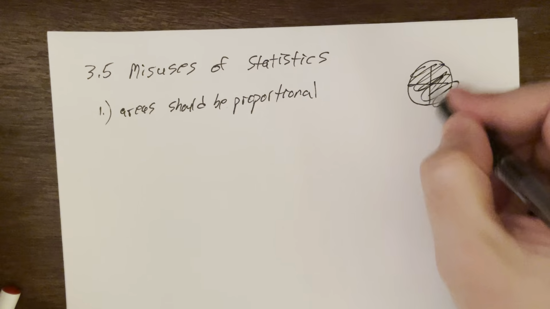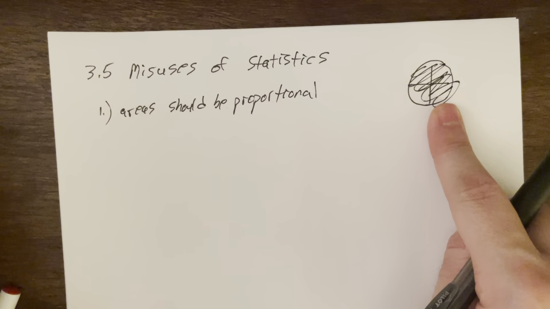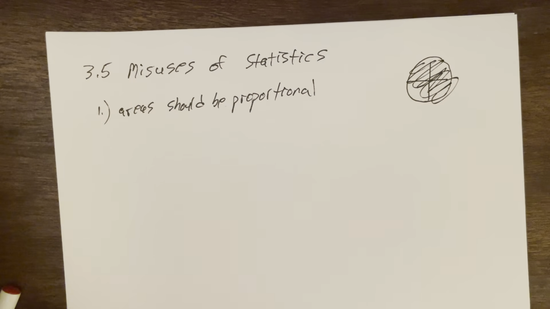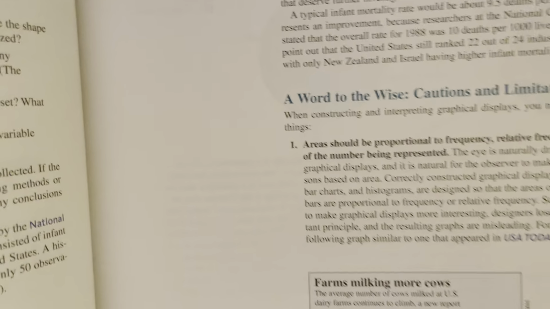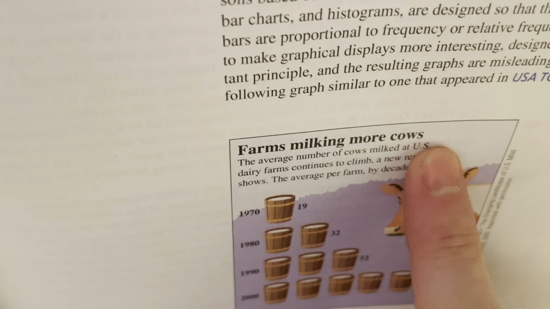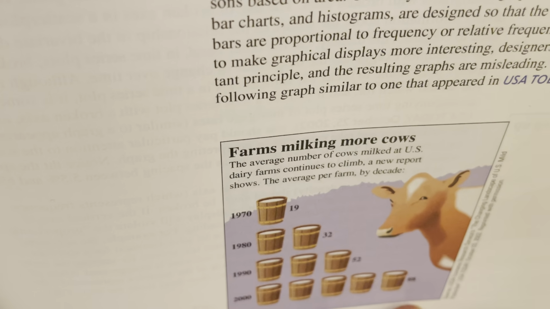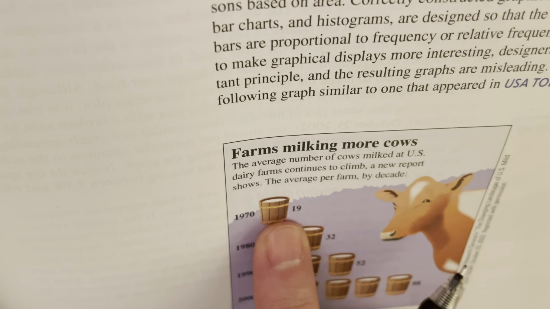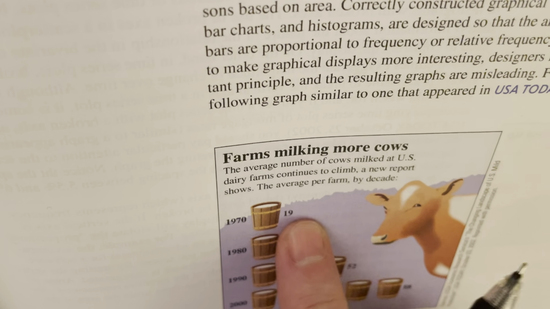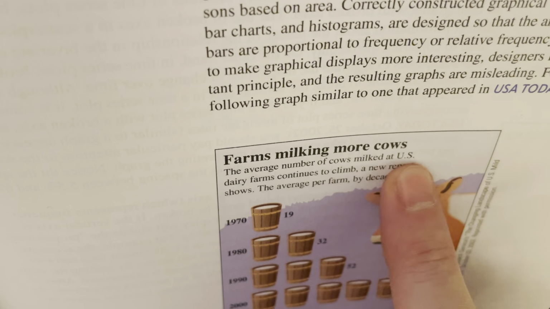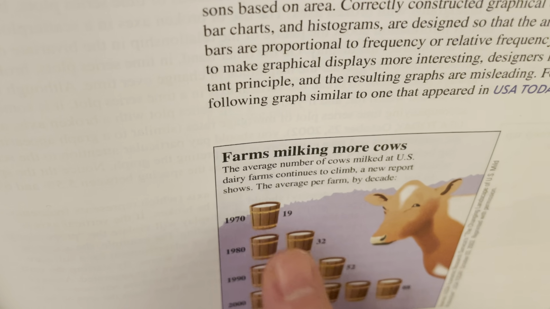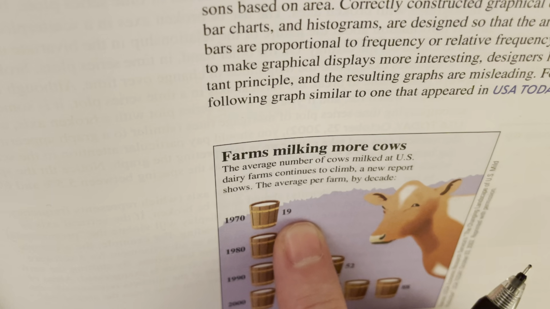But more than just something like a bar graph or a pie chart, in your book, they give you a little example, and we get to see how often people put silly graphics like this. This little picture of the cow. They're talking about milking more cows, and they put up this little graphic. But they're representing a barrel of milk, and in 1970, this barrel of milk is supposed to represent the average number of cows milked at a dairy farm. So in 1970, this one barrel represents 19 cows on average.